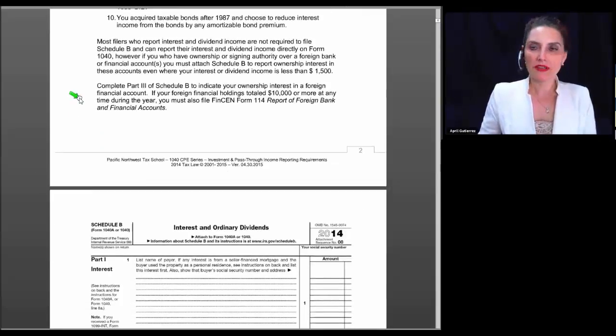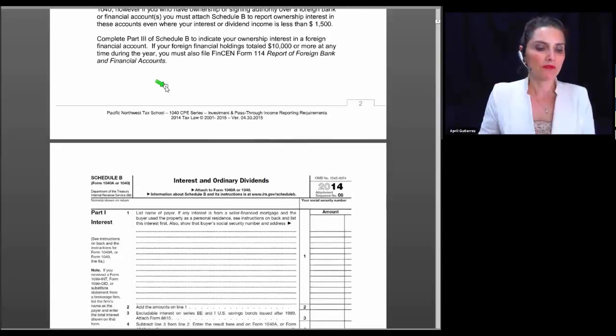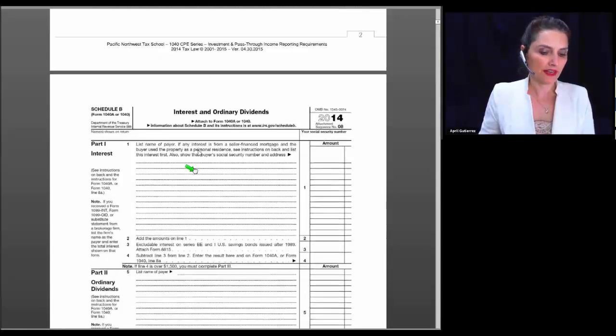Complete Part 3 of Schedule B if you have ownership or interest in a foreign financial account, and if your financial accounts also totaled $10,000 or more at any time during the year, then you would be required to file FinCEN Form 114, Report of Foreign Bank and Financial Accounts.